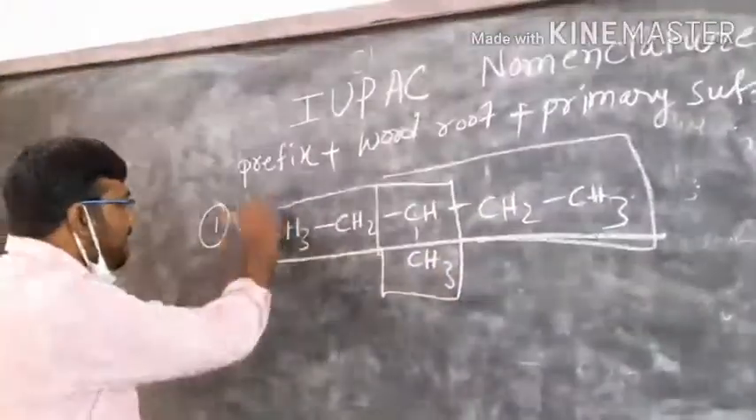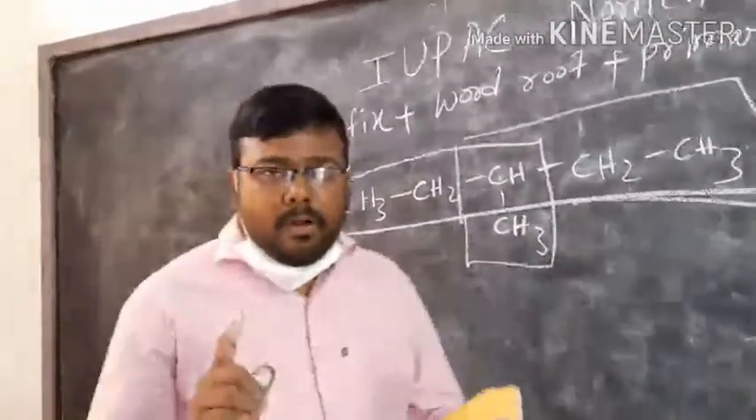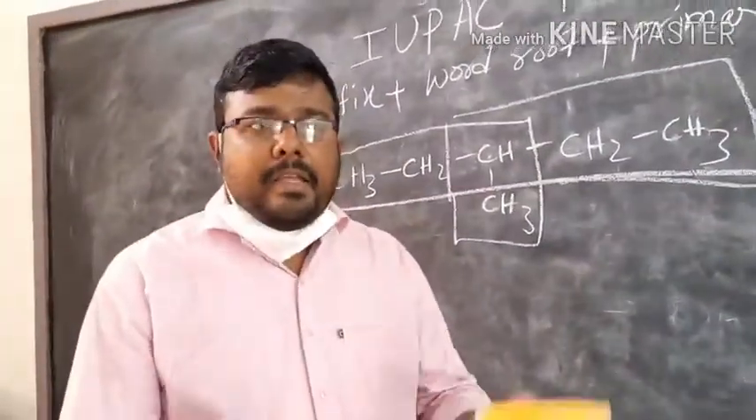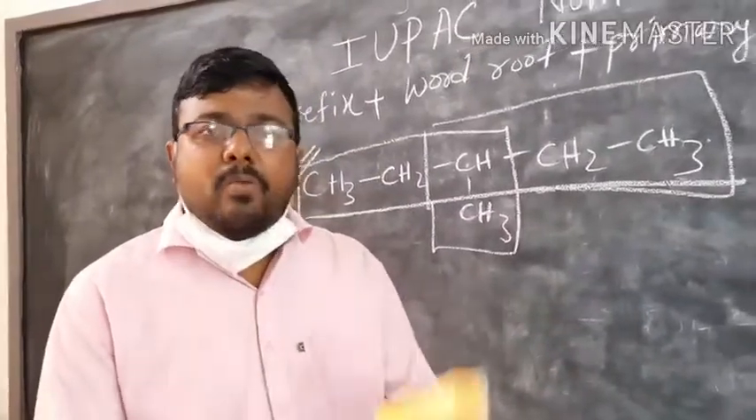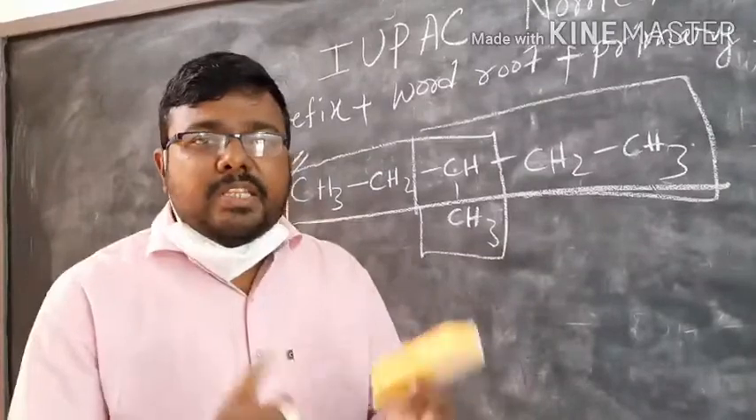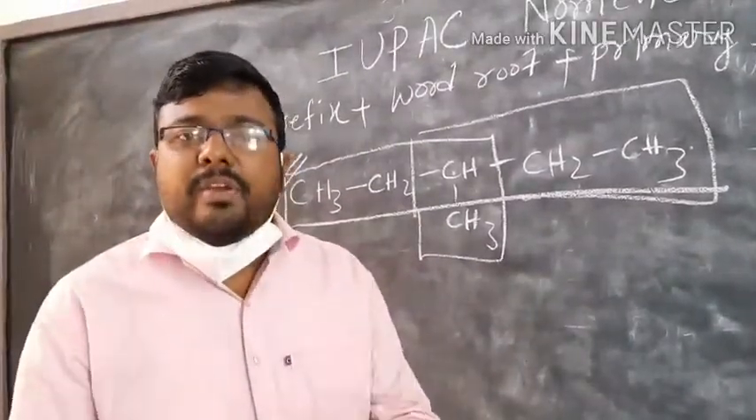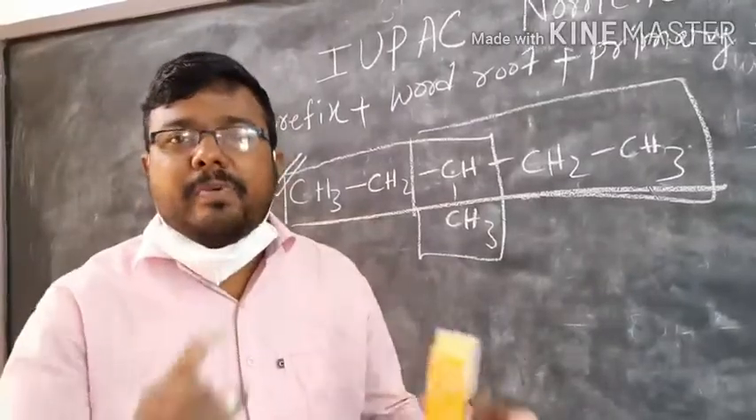So this should be the parent chain, or the longest carbon chain present in the compound. And here you have to remember, if two different chains of equal lengths are possible, then we have to look at which chain contains the most number of branches. The chain which contains the most number of branches would be taken as the parent chain.